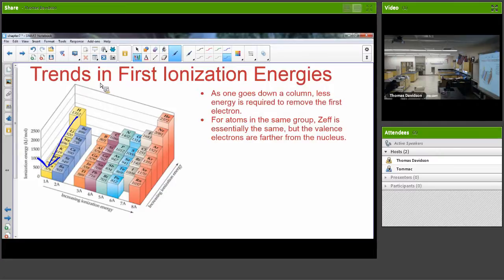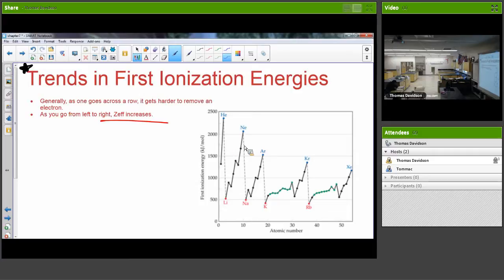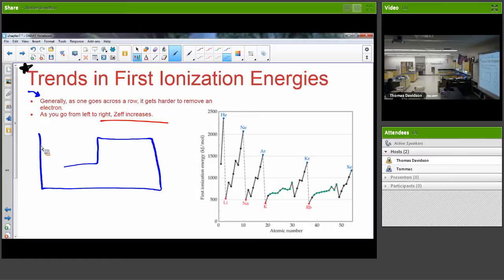All right. Now, the next trend, it gets a little bit uglier, but it's okay. Generally, as one goes across a row, it gets harder to remove an electron. Generally. But what Garrett said a minute ago about the S's and the P's, that will be coming up, why there's these dips. But generally speaking, the ionization energies are low here and high here.